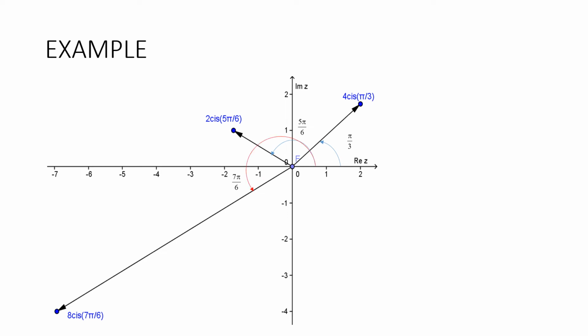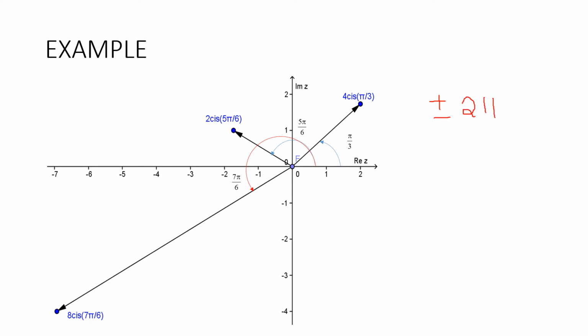So I said before that that's outside our domain for our principal argument. Okay, we want our principal argument to be between negative pi and positive pi. This is greater than pi. A couple of different ways you can do this and adjust it, but probably the easiest way is just to add or subtract 2 pi from it. So I'm just going to write that down for you. Add or subtract 2 pi.